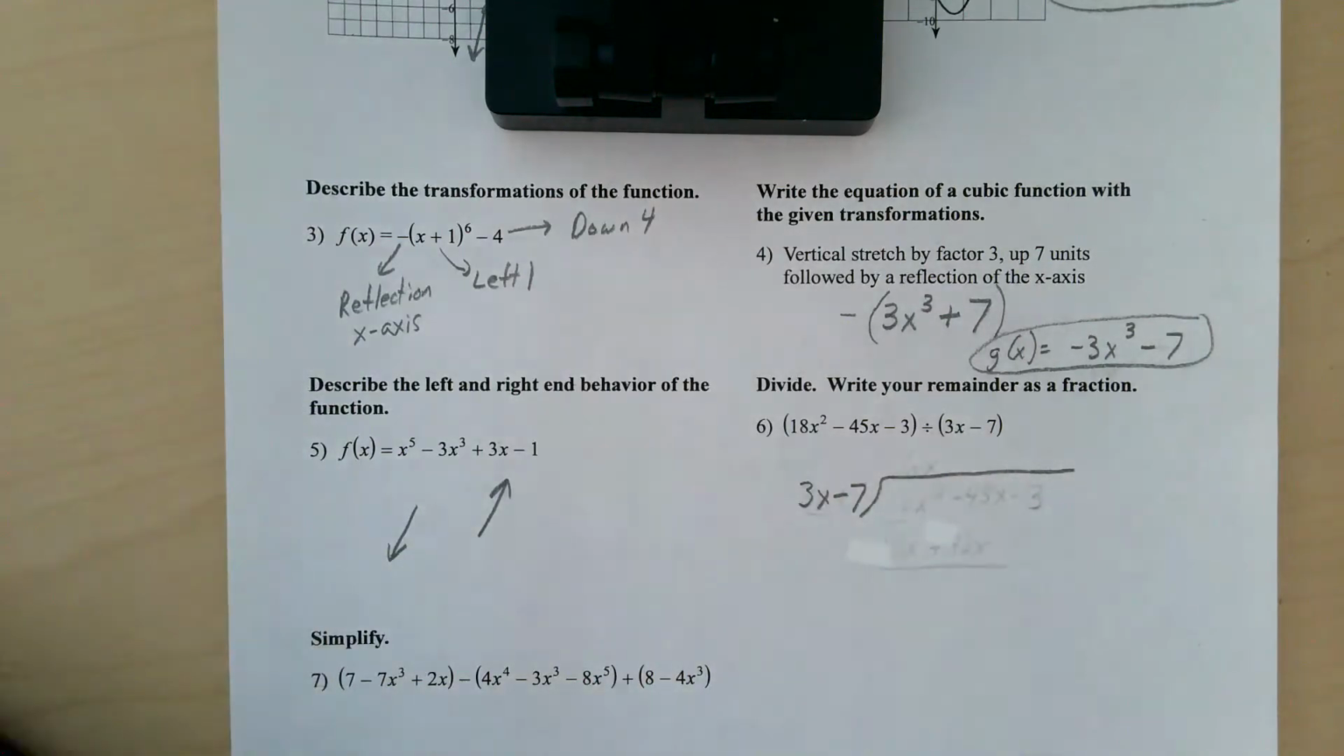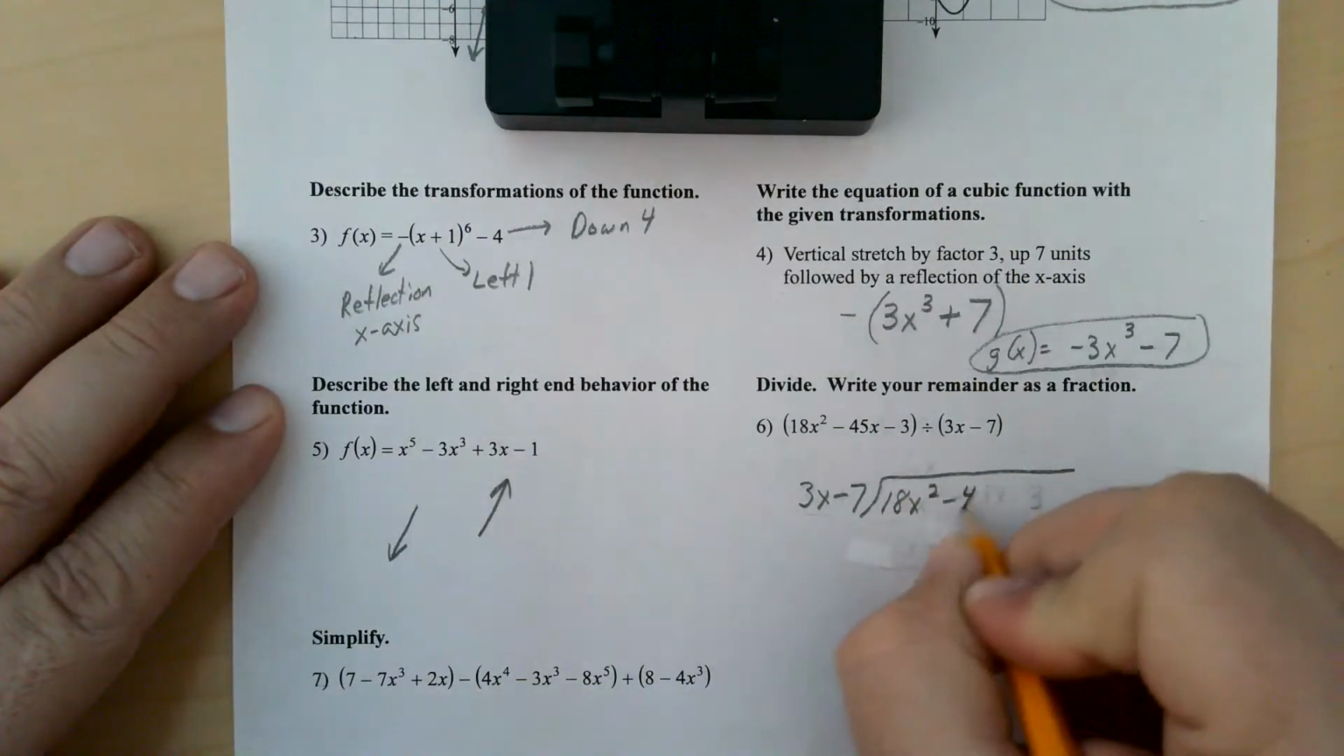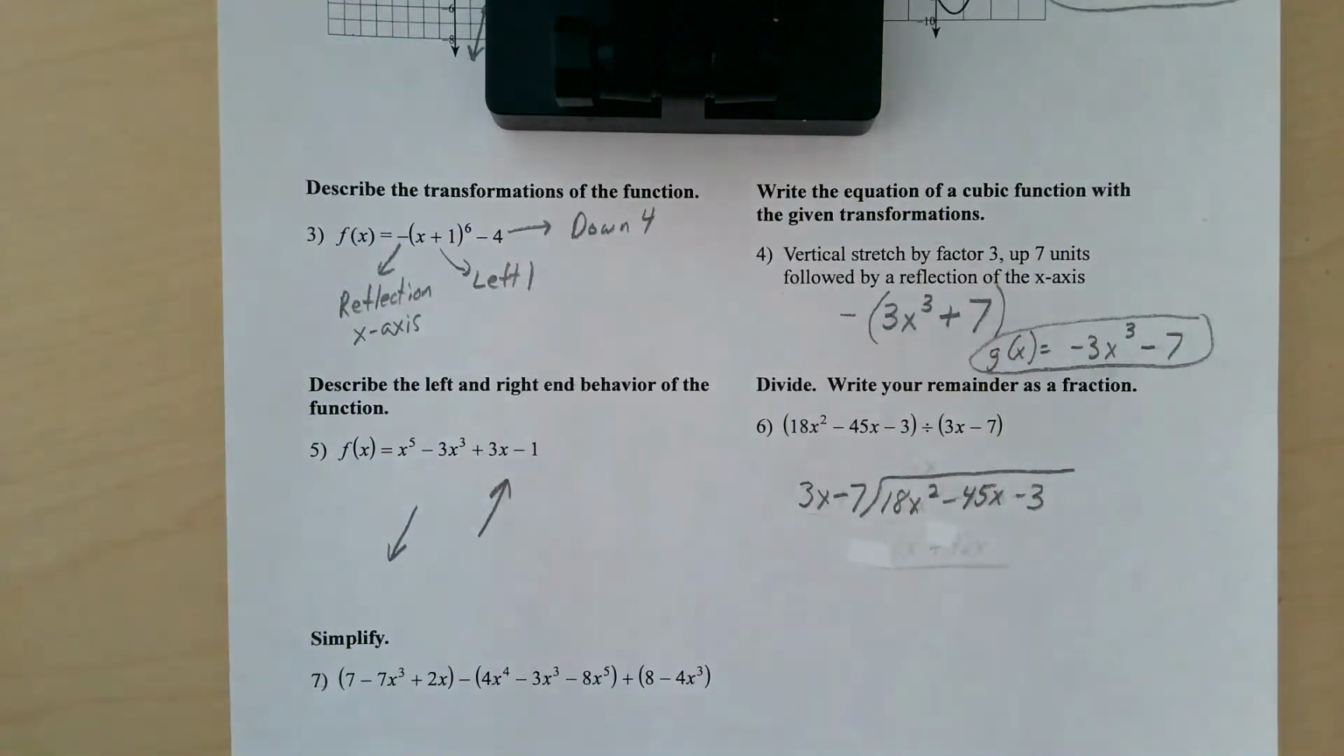So we're dividing by 3x minus 7. So that goes on the outside. We have an 18x squared minus 45x minus 3. So the process, I am hoping that everybody can follow this process. You just have to talk yourself through the steps.